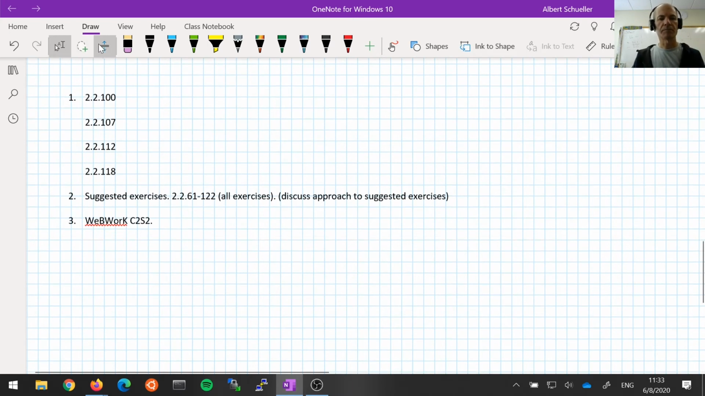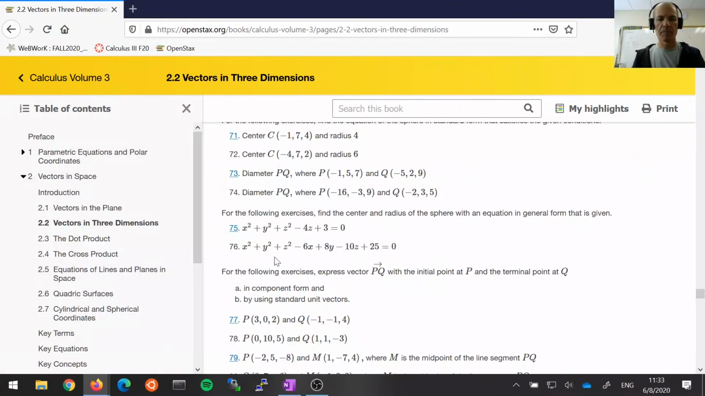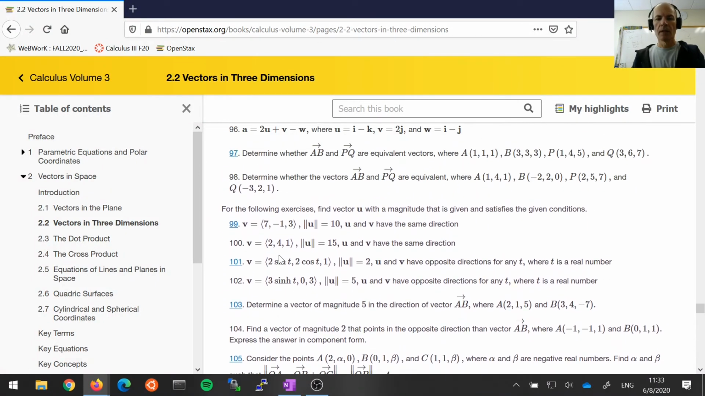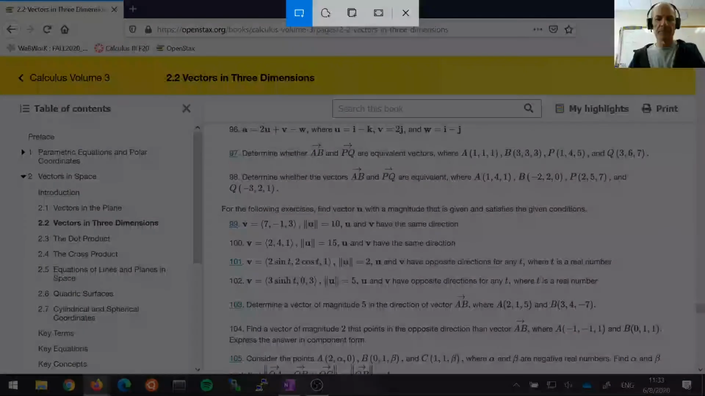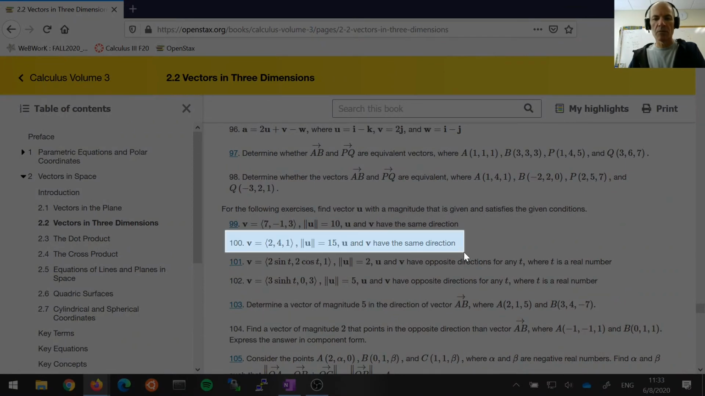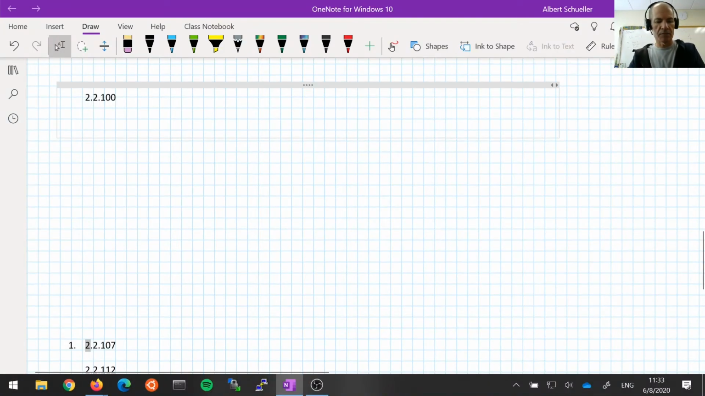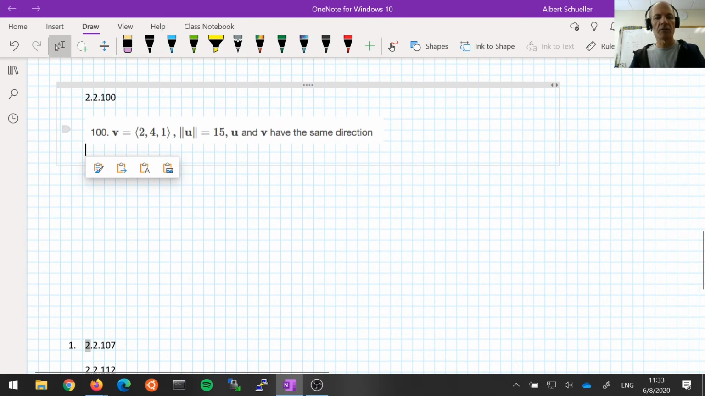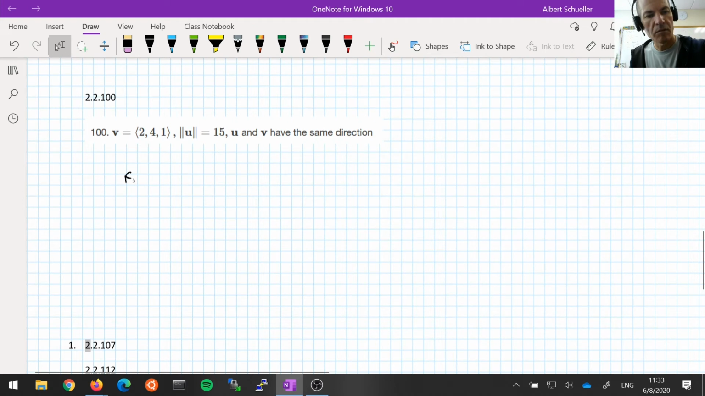Let's look at problem 100. In problem 100, we want to find the vector with the given magnitude that satisfies the given condition. So we're given v, and we want to find a vector whose magnitude is 15 and points in the same direction as v. Probably the most direct way to do this is to first find a unit vector in the v direction. How do we do that?